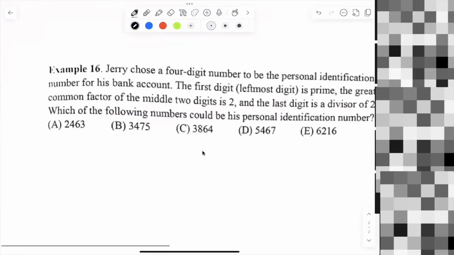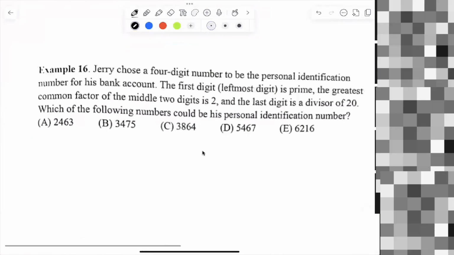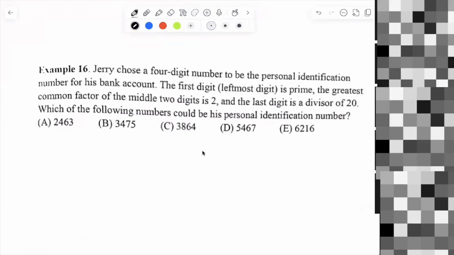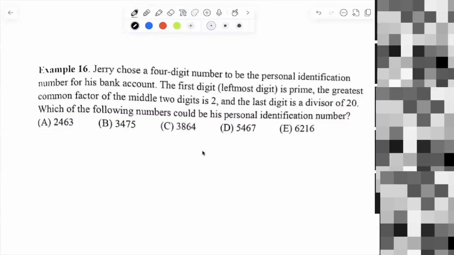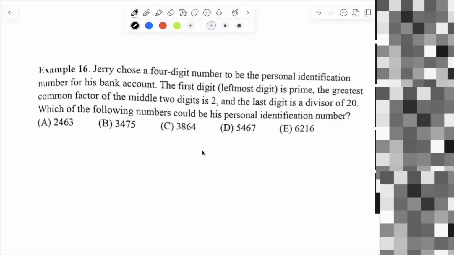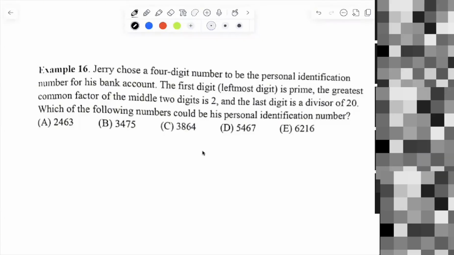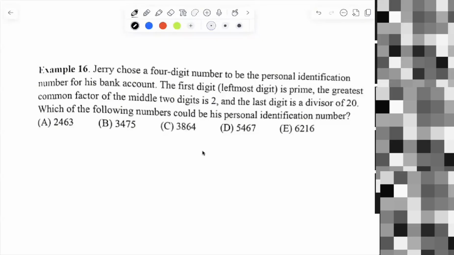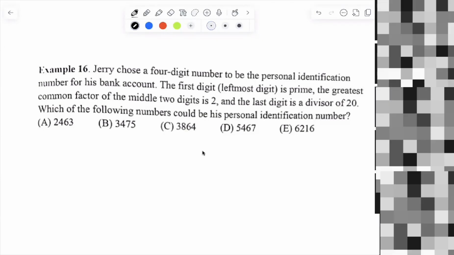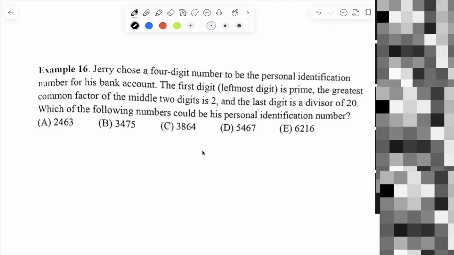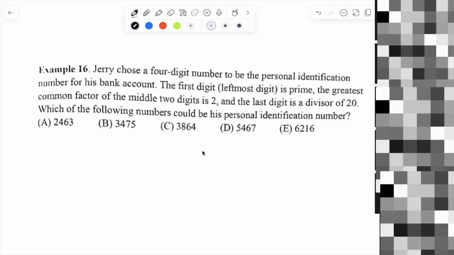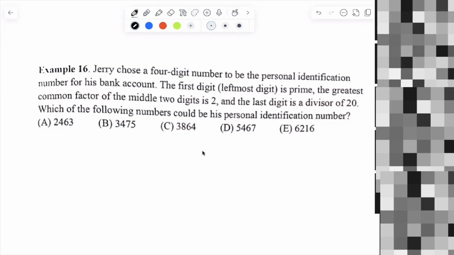Now let's move on to example 16. Jerry chose a 4-digit number to be the personal identification number for his bank account. The first digit, the leftmost digit, is prime. The greatest common factor of the middle two digits is 2, and the last digit is a divisor of 20. Which of the following numbers could be his personal identification number?